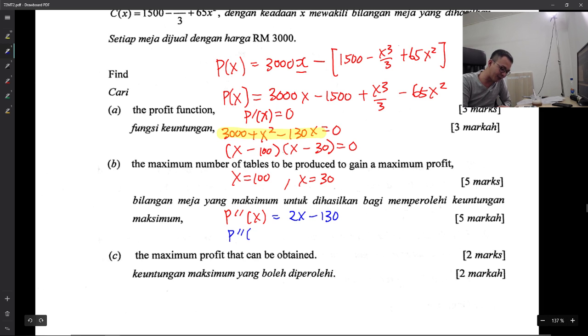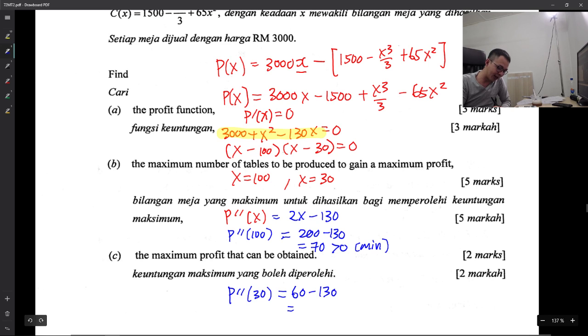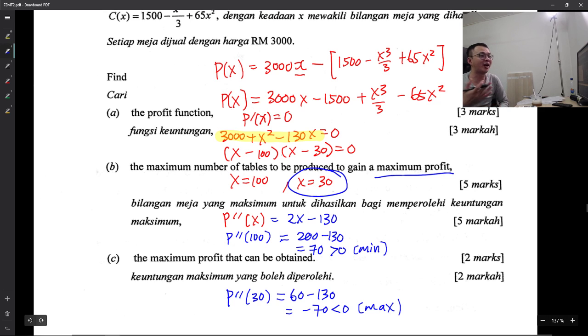Okay, so if I substitute 100 here, I will get 200 minus 130, which is 70. 70 is bigger than 0. This is the minimum value, so this is not the value I want. Then I will substitute 30 into it. I will get 60 minus 130, which is negative 70, which is less than 0. This is the maximum value. That means if I substitute 30 into my equation, it will give me the maximum. So I'm going to choose 30 rather than 100.